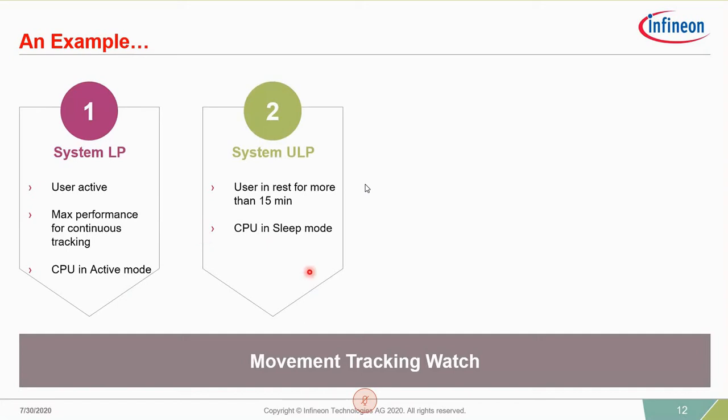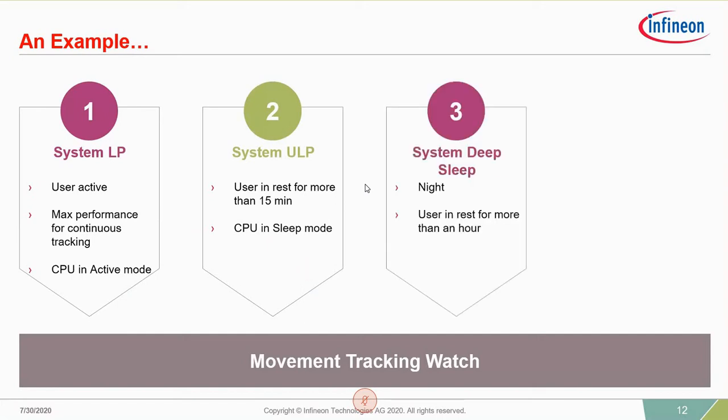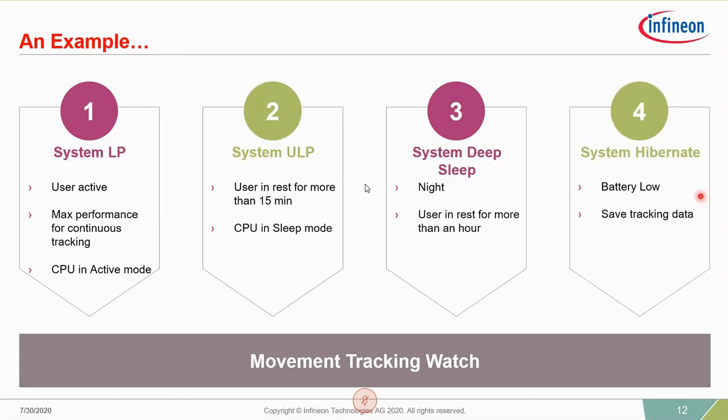Now during night time, or if the user is at rest for more than an hour, then we can send the entire system to system deep sleep to further reduce the current consumption. And in this case, we can use an RTC alarm to continuously wake the device and check the user's movement. And if the battery is low and it is not enough to sustain the application, then we can send the entire device into system hibernate.